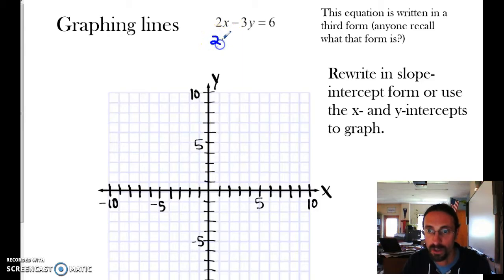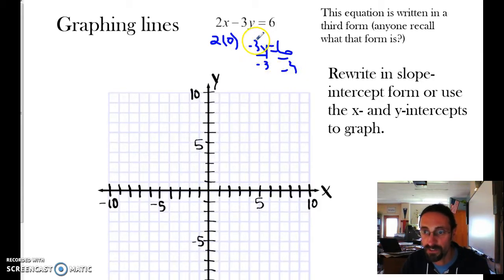So 2 times 0. When you plug in a 0, what are you going to get? Well, that simplifies. -3y equals 6. Divide both sides by -3. And you already know this. You can figure it out fast enough. Y equals -2. So y equals -2 when x is 0. So when x is 0, y is -2. I'm right here. That's one of my points. Well, now I just need to find the other point.